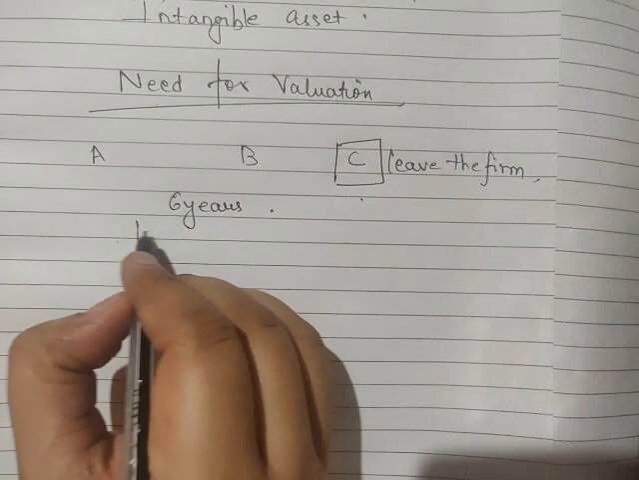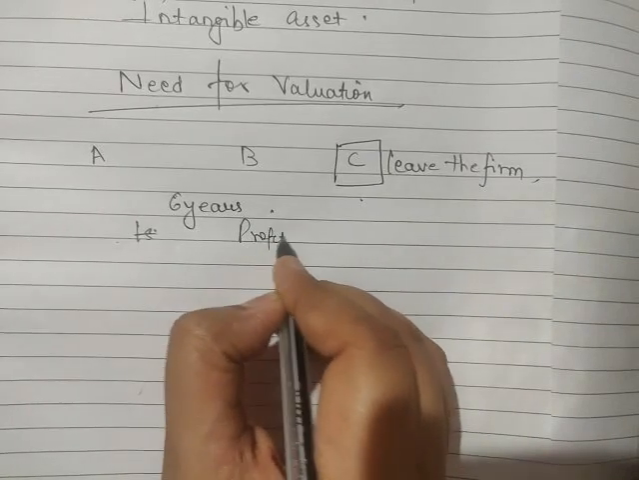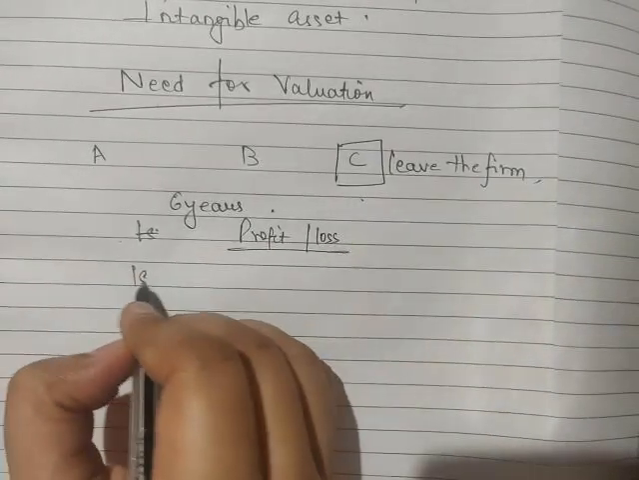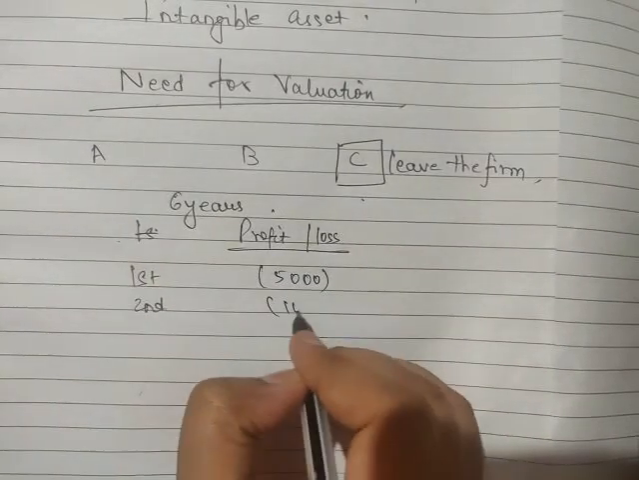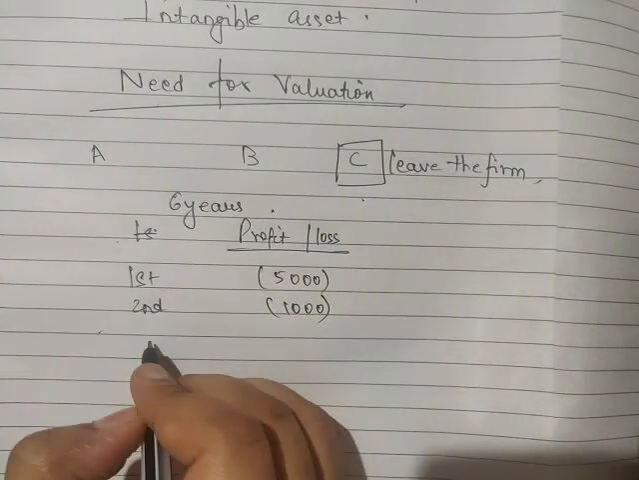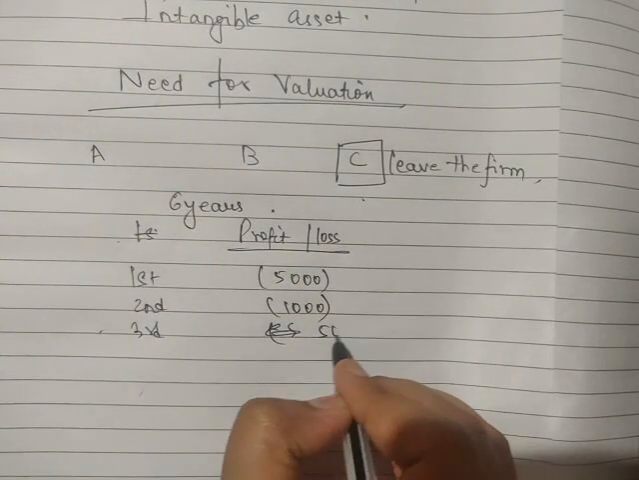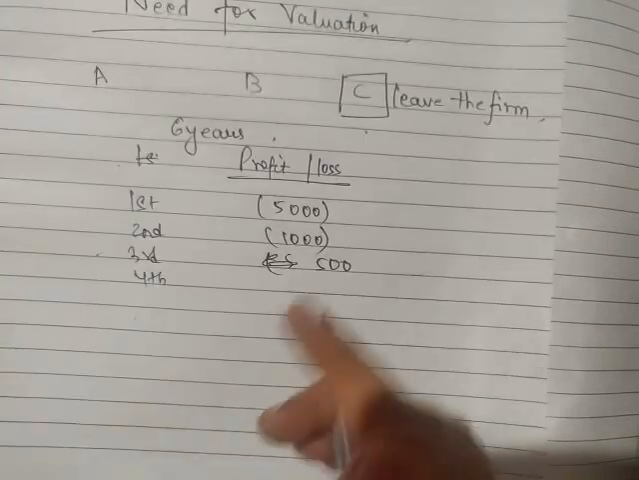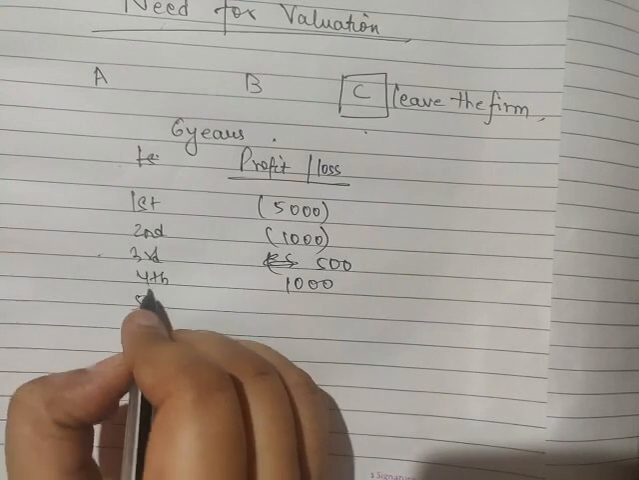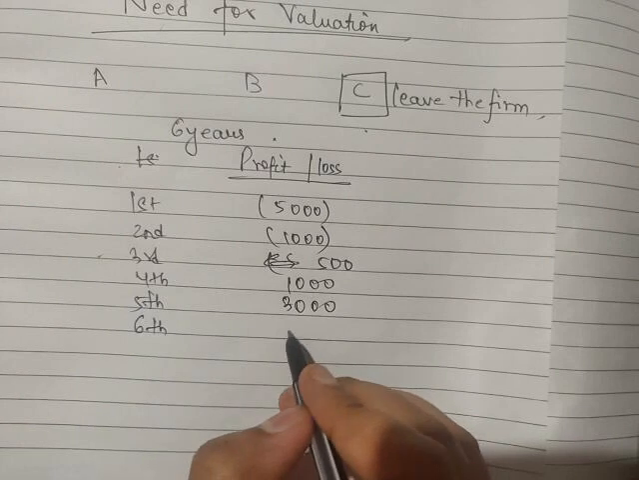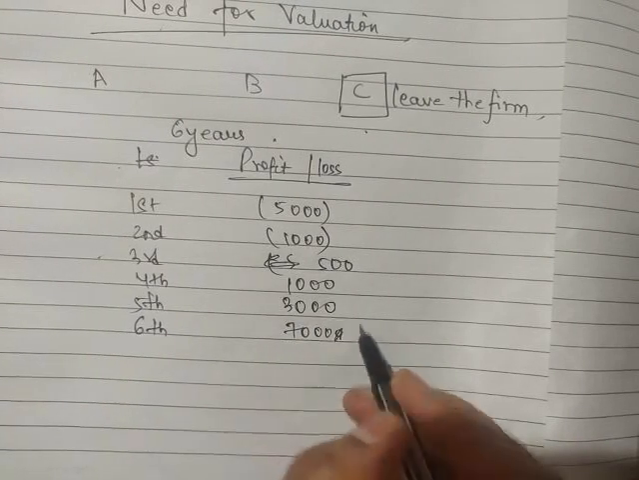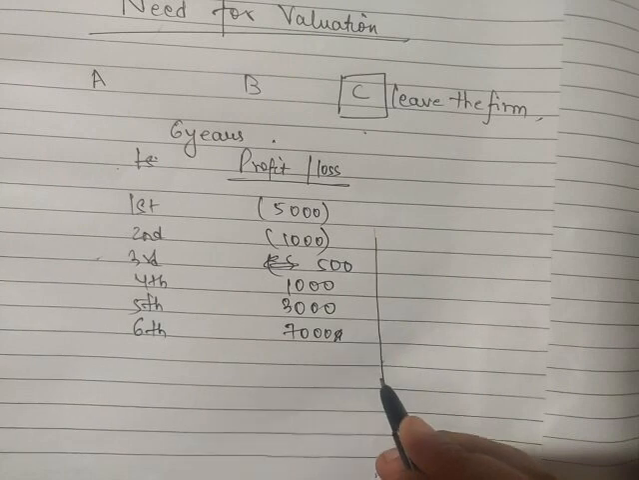Suppose in the first year there was a loss of 5,000 rupees. In the second year, a loss of 1,000 rupees. Third year, a slight profit of 500 rupees. In the fourth year, the profit increased to 1,000. In the fifth year, it increased to 3,000. And in the sixth year, it increased to 7,000. Now, this is going on increasing because the firm has built a reputation in the market.